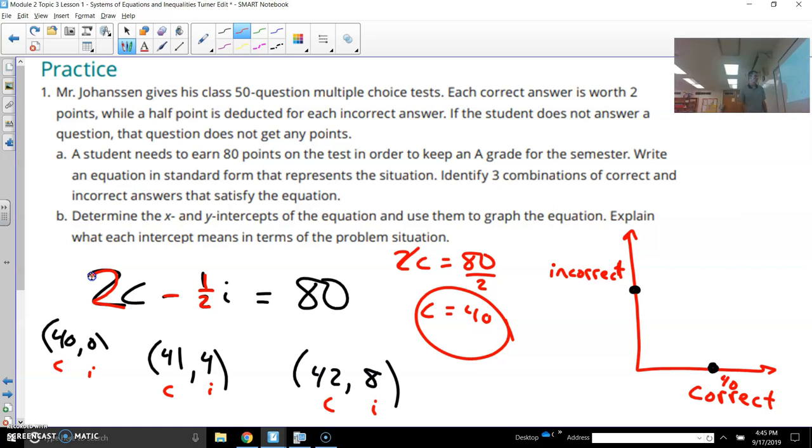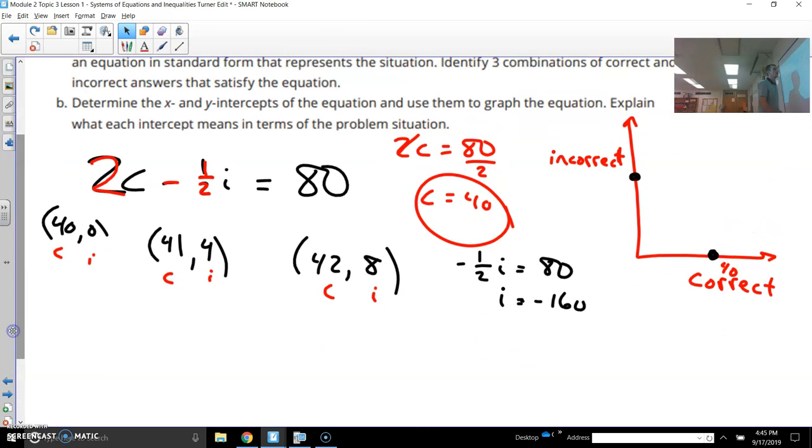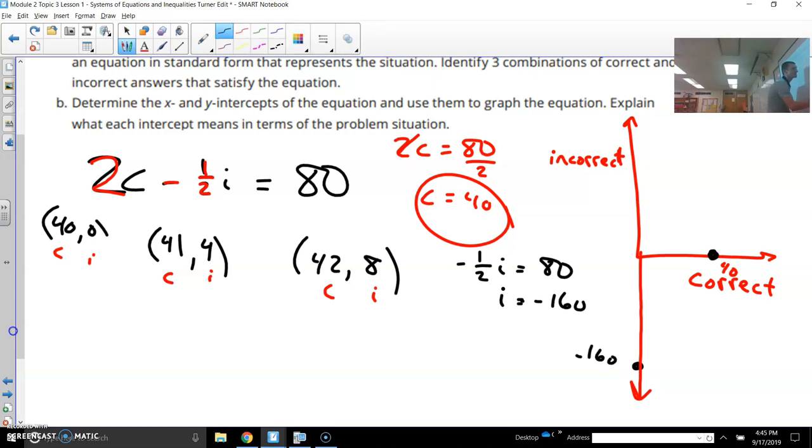The next thing is to find the y-intercept, and that is to plug in 0 for the opposite letter. So 2 times 0 would be 0, and I'm left with negative 1/2 of the incorrect equals 80. Okay, so now I'm going to multiply by negative 2, and that actually gives me negative 160. So my graph is actually off a little bit because this point is really way down here. And that would be at negative 160.